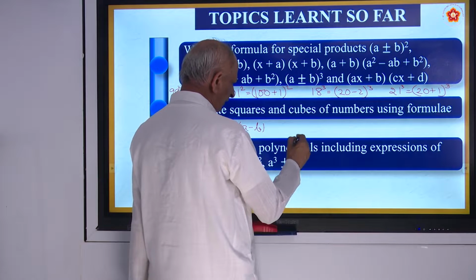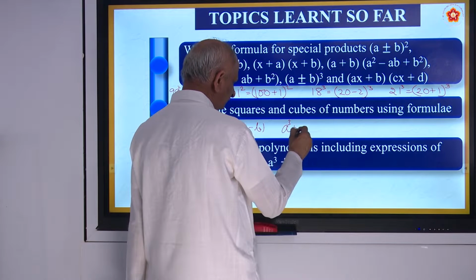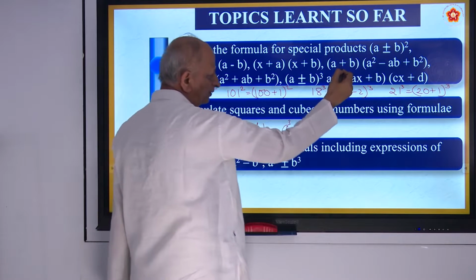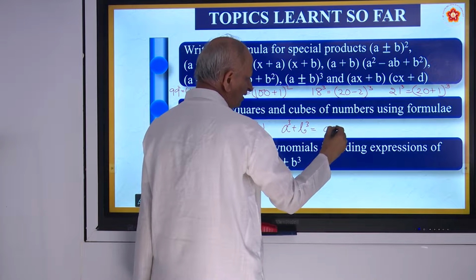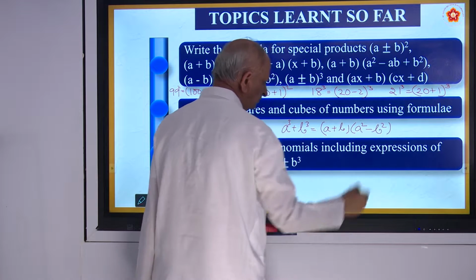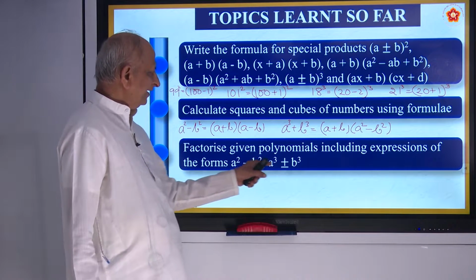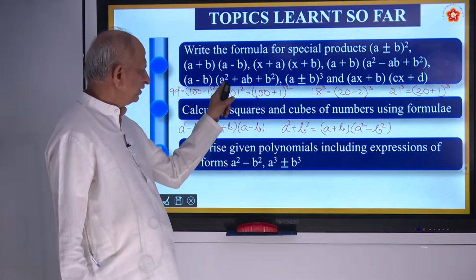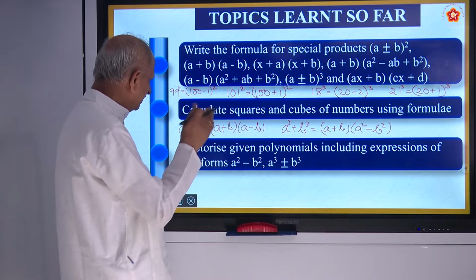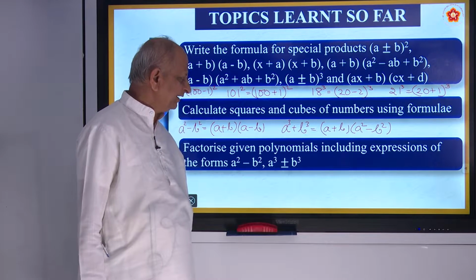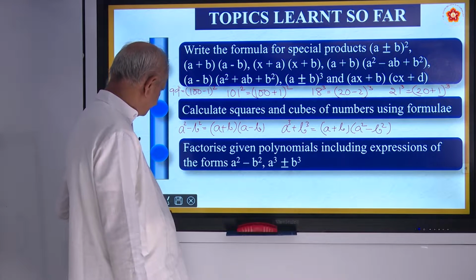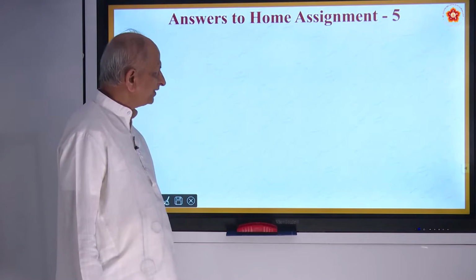Similarly, factors of a cube plus b cube is this one: a plus b into a squared minus ab plus b square. And a cube minus b cube means what? A minus b into a square plus ab plus b square. So they are called factors, and this process is called factorization. Okay, so these are the things we have studied already, and now we will come to home assignments.